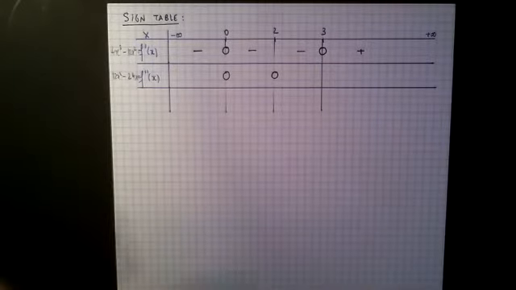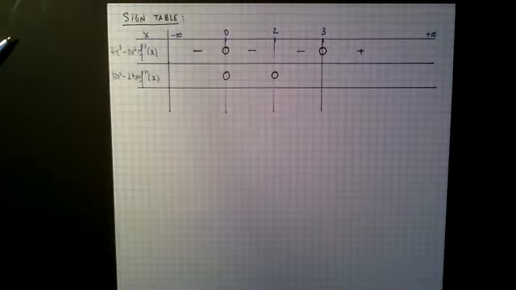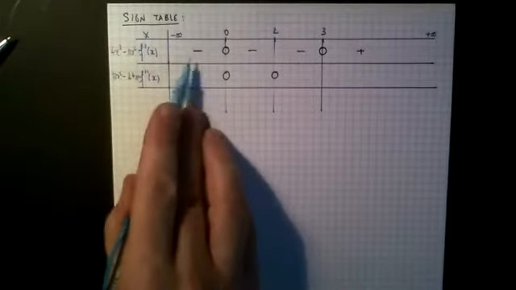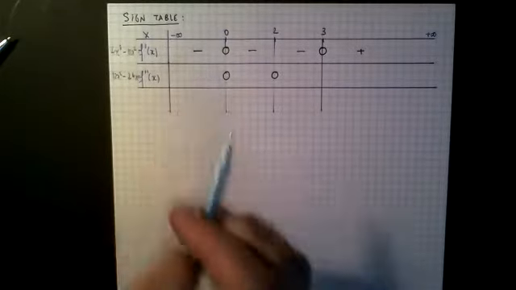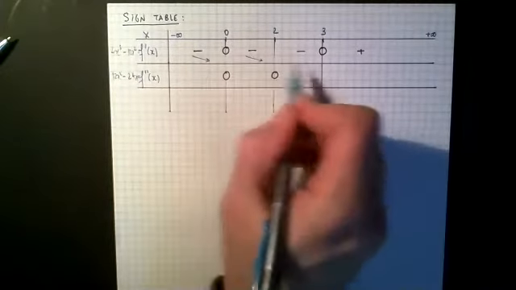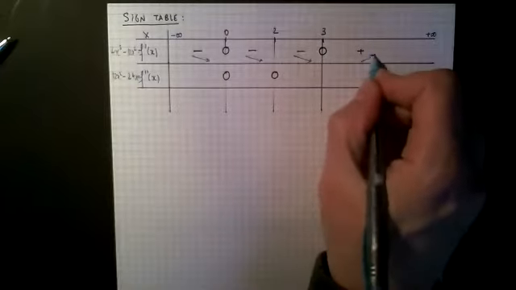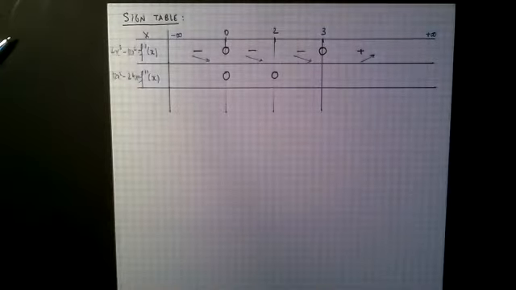Good. So what does it mean when the derivative is negative? It means that the slope is negative. It means that your function is decreasing. Decreasing, decreasing. And here it's increasing.